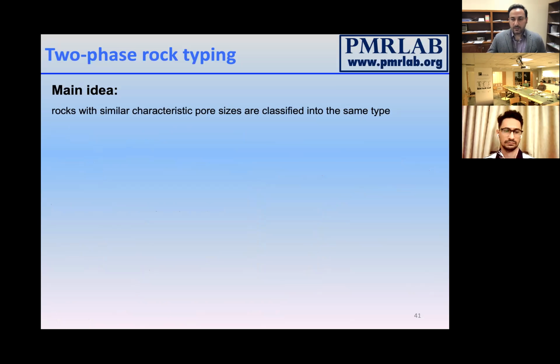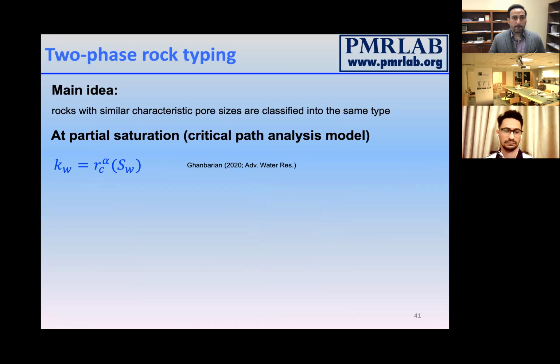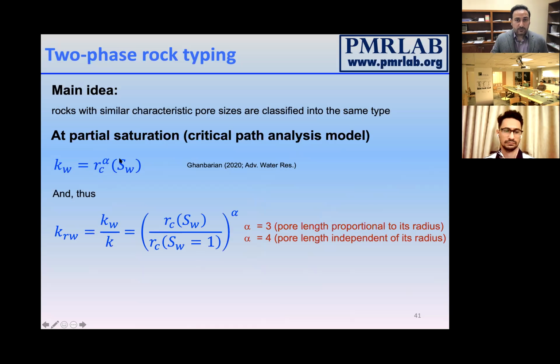So again, the main idea is to classify rocks based on similarities in pore sizes at different water saturations. For partial saturation, we can apply critical path analysis. Based on that, water permeability at some specific SW would be proportional to RC. I should have used a proportional sign rather than an equal sign. It would be proportional to RC to some alpha. The value of alpha would be 3 within the critical path analysis framework. If pore length is proportional to its radius, if they are independent, alpha would be 4.